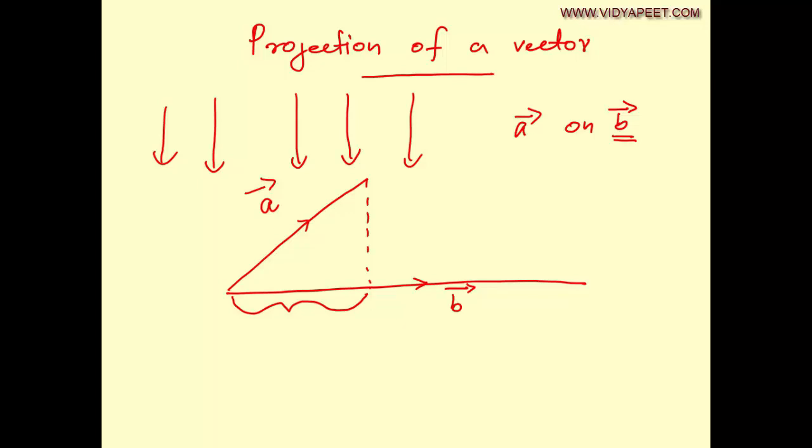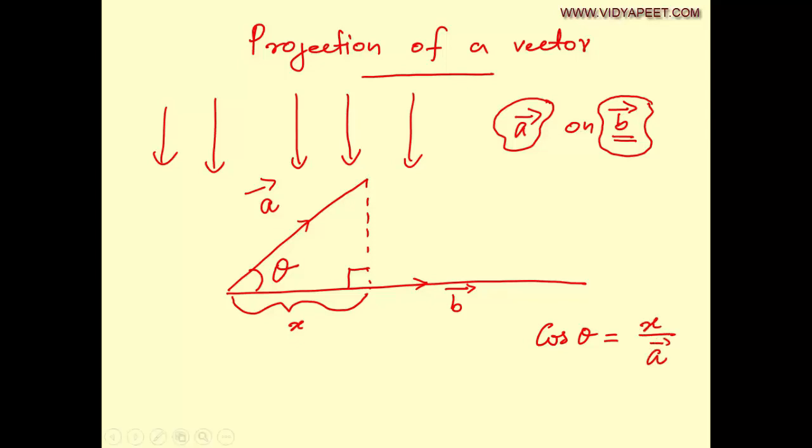So if you want to project a vector on another vector, say vector A on vector B, imagine B to be a screen. And imagine that light rays are falling perpendicular to the screen. Then the shadow that the vector A will cast on that screen is called the projection of vector A on vector B. Suppose say this angle is theta, then you can immediately find out that this is a right triangle. So you can say cos theta equal to this projection, let us call it as x divided by A, or you can say projection x equal to A cos theta. So if the angle between A and B is theta, then the projection of vector A on vector B will be nothing but A cos theta.